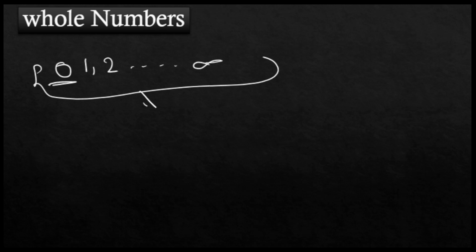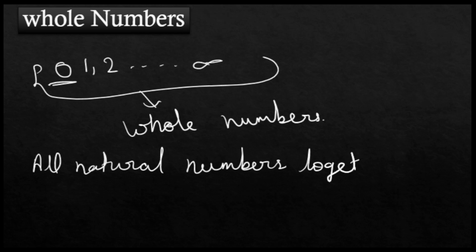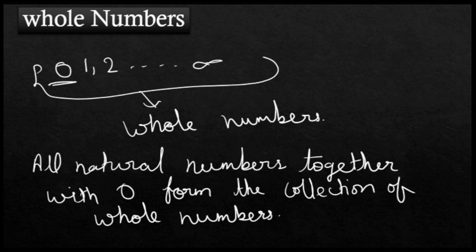In this case, 1 is the least number and moving forward it will go to infinity, that is never ending. Whole numbers. Earlier I talked about natural numbers from 1 to infinity. Suppose I add 0 at the very initial, then these numbers simply convert into the whole numbers. That is, the definition of the whole number is all natural numbers together with 0 form the collection of whole numbers. And the collection of whole numbers is denoted by the capital letter W.